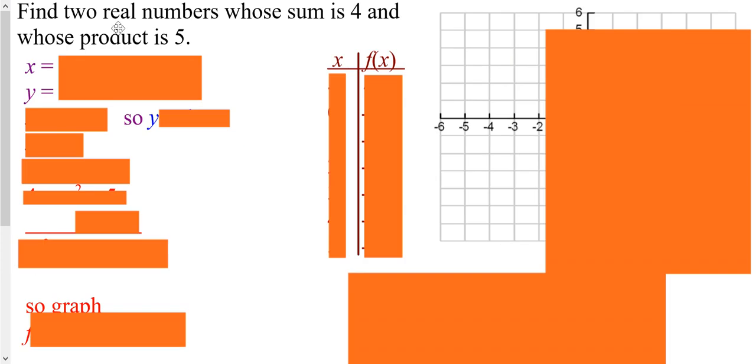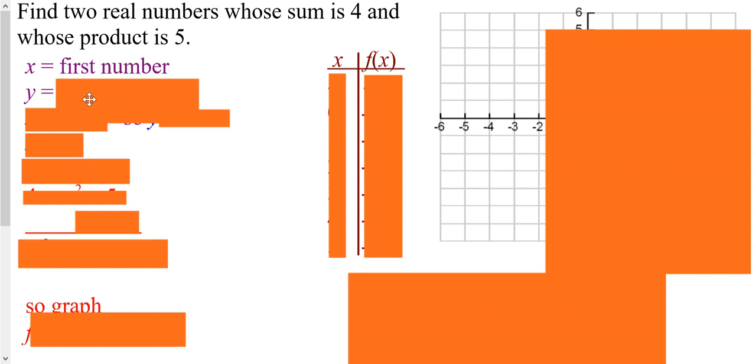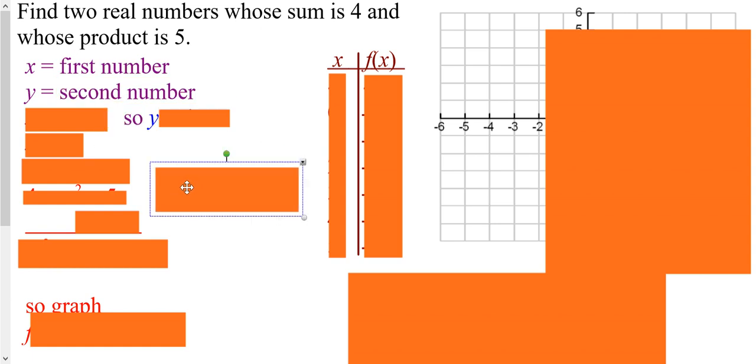So we're going to go ahead and solve this one by graphing. First of all, it's a word problem, so we need to go ahead and put it into equations. We're looking for 2 numbers whose sum is 4 and whose product is 5. We're looking for 2 numbers, so I'm going to let x be the first number, y being the second number.